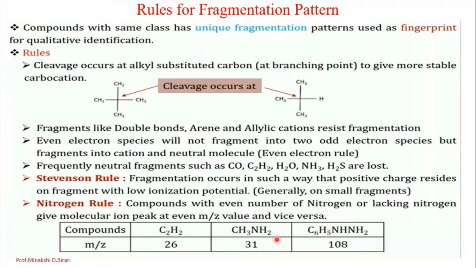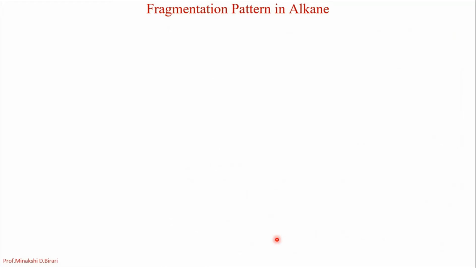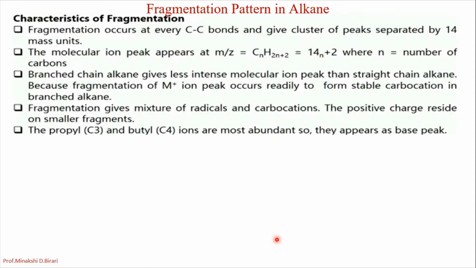Now let us see the fragmentation pattern in alkanes. So what are the different characteristics observed in the fragmentation pattern of alkane? Let us see. These are a few characteristics of fragmentation. First important, fragmentation in alkane occurs at every carbon-carbon single bond, and it gives a cluster of peaks separated by 14 mass units.